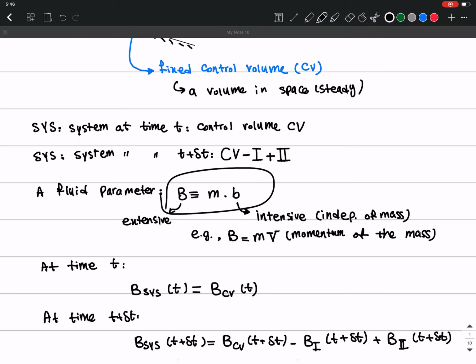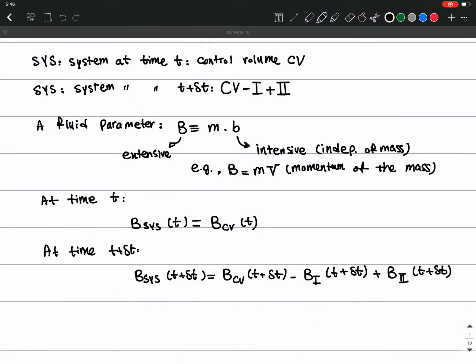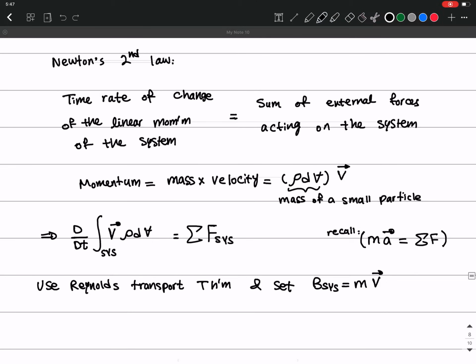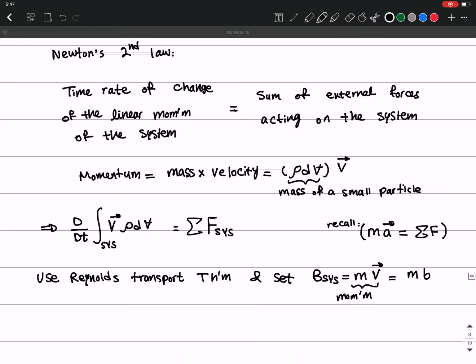And now I have set small b to v, right? So this is going to give me the momentum. mv is the definition of momentum, this is how we define momentum. So this is going to give me momentum, and this equals mb, which is the definition of B system. As you see, we have set small b to v.